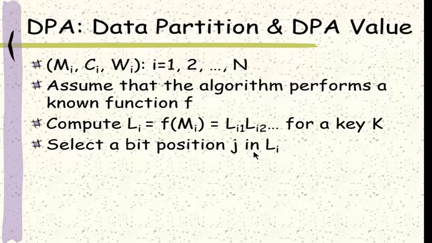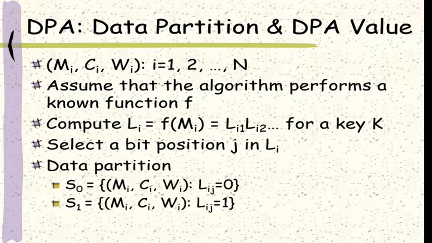The large amount of data the attacker has collected will then be partitioned into two disjoint, which means non-overlapping, subsets S sub 0 and S sub 1. In S sub 0, it has all the triplets of m sub i, c sub i, and w sub i where L sub ij is 0. And in S sub 1, it has all the data where L sub ij has value 1 at the jth bit position.